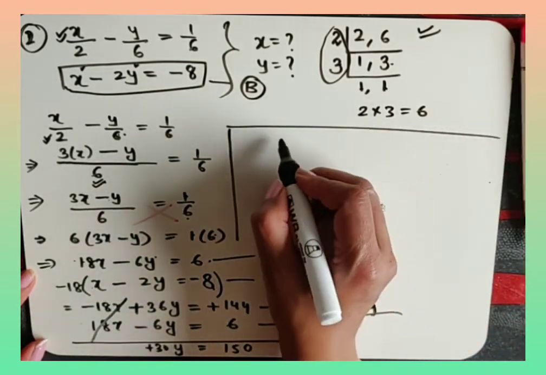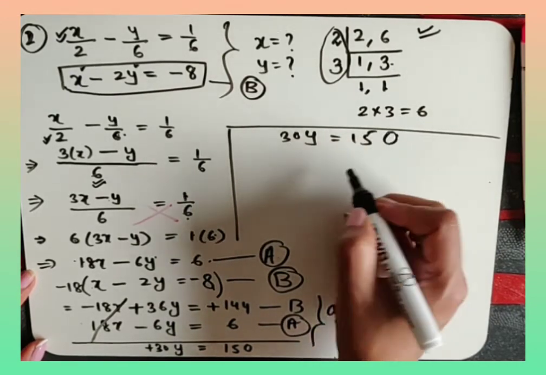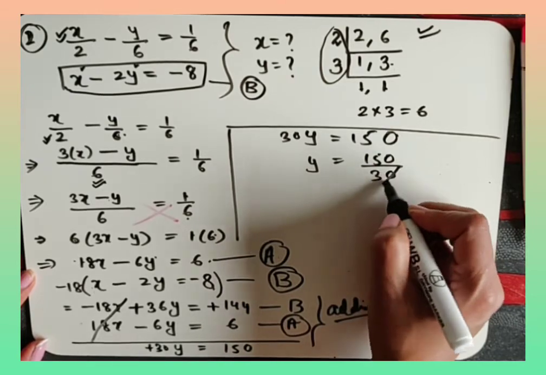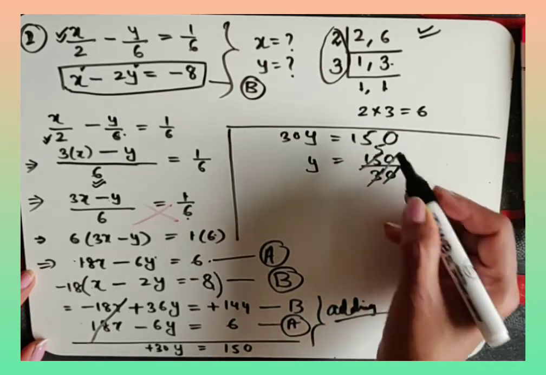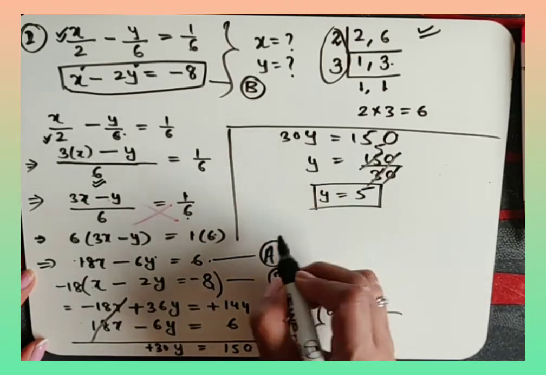Now what is the value of y? 30y equal to 150, so y equal to 150 over 30. The zeros cancel. 3 multiplied by 5 is 15. So the value of y is 5.